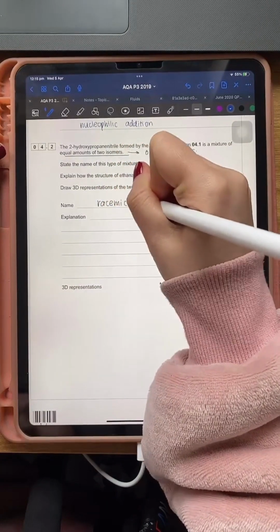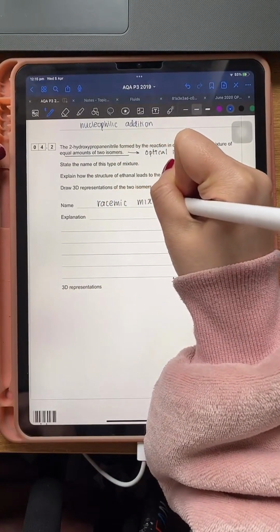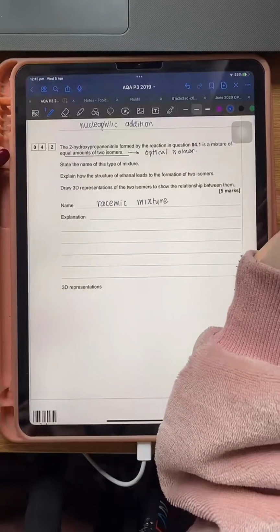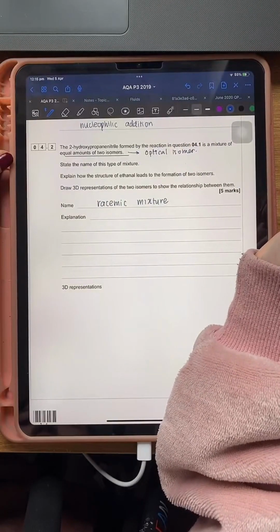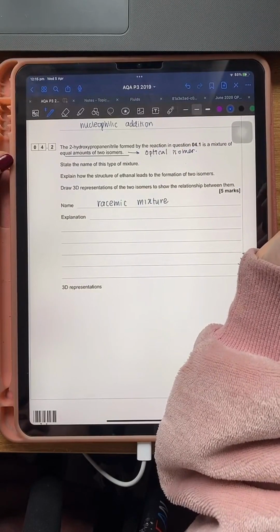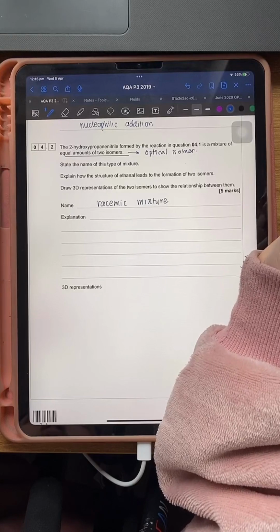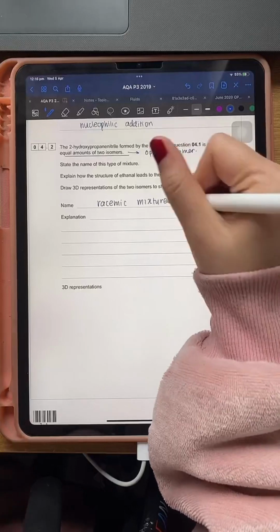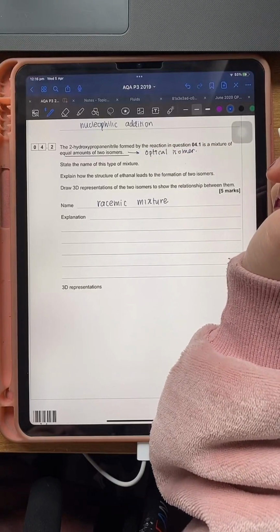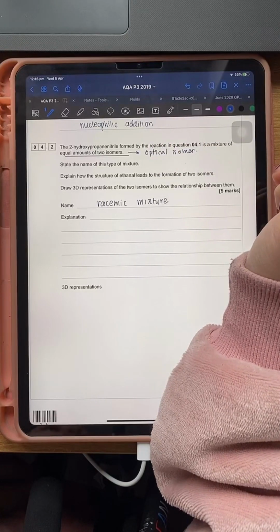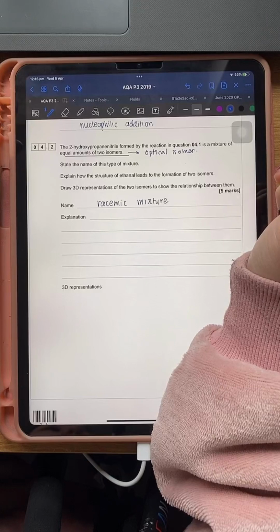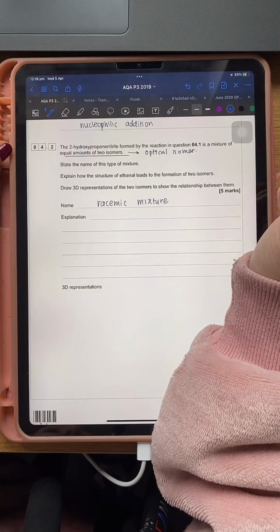Explain how the structure of ethanal leads to the formation of two isomers. So this means that we have a chiral carbon somewhere along here. That's why we have a racemic mixture. Yep, that's right. You can see planar molecule, attack above and below the plane. Yeah, does not rotate plane polarized light. Very good. Looks like you guys did your revisions.